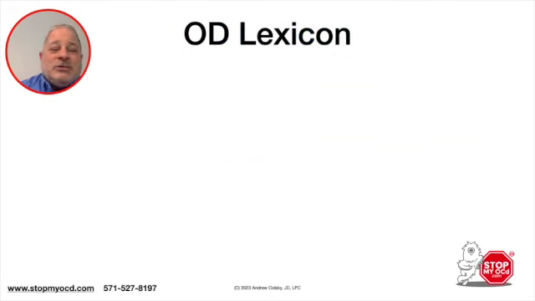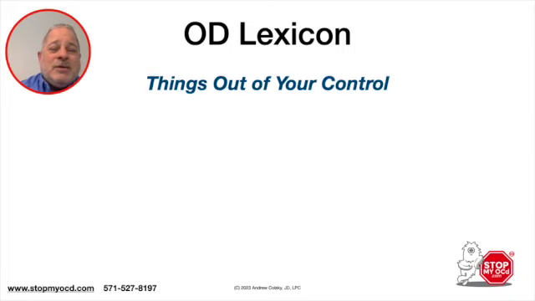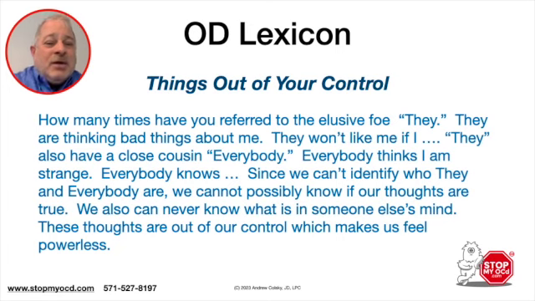When we talk about the OCD lexicon, the first thing we talk about is things out of your control. So how many times have you referred to the elusive foe, they? They are thinking bad things about me. They won't like me if I do X. Well, they also have a close cousin, everybody. Everybody thinks I'm strange. Everybody knows this about me. Well, since we can't identify who they and everybody are, then we can't possibly know if our thoughts are true.